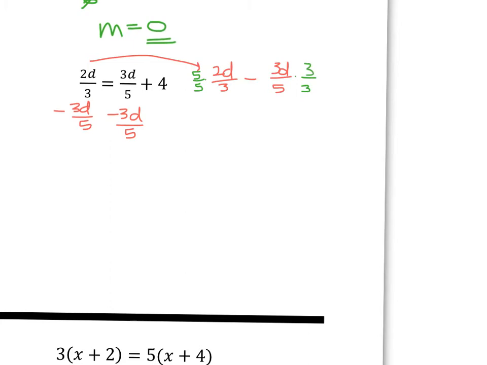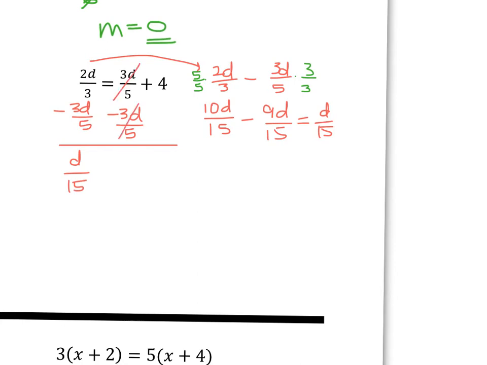5/5 times 2d over 3 would become 10d over 15. And then 3d times 3 would be 9d over 15. So now this becomes pretty manageable. If we have 10d minus 9d, that just becomes 1d over 15. That would be the left-hand side. On the right-hand side, the fraction cancels, and we have 4.